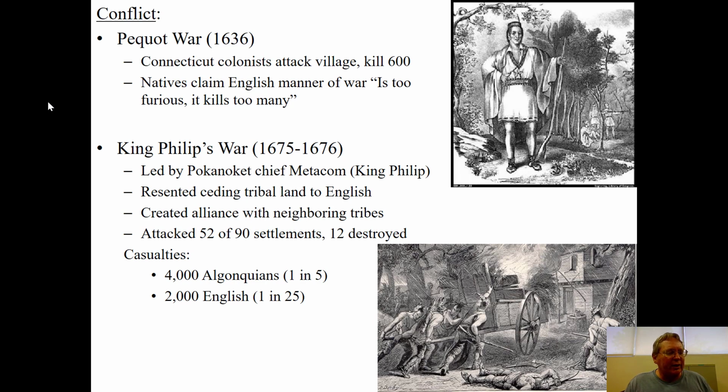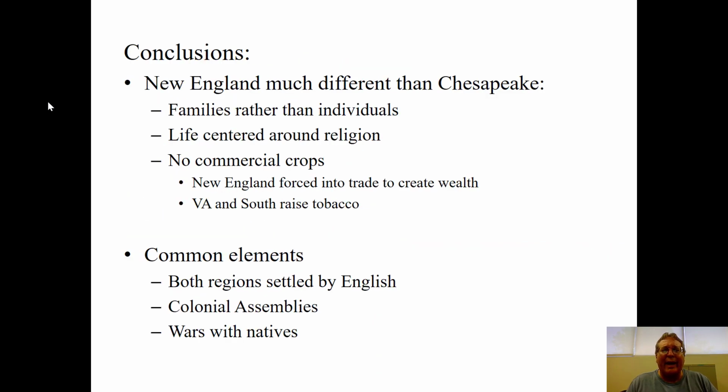So while there can still be individual alliances from time to time between the English and native groups, for the most part, they see each other as enemies, and they treat each other as enemies for most of their existence. Now, we finally made it to the end here, right? You did it. So a couple conclusions to kind of keep in mind here.